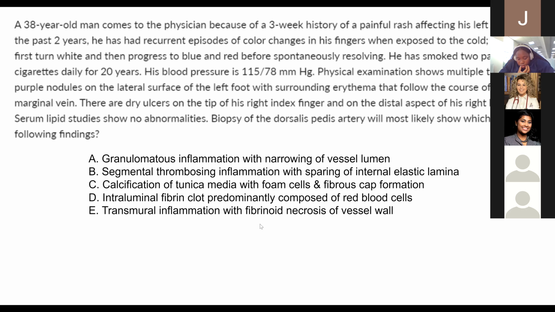But so basically, first things first, right? He has a painful rash affecting his left foot. For the past 2 years, recurrent episodes of color changes in his fingers when exposed to cold. What you said before, that is Raynaud's, right? Any color changes, usually it's going to be like pale white. They first turn white, then they can progress to blue and red before they randomly resolve.